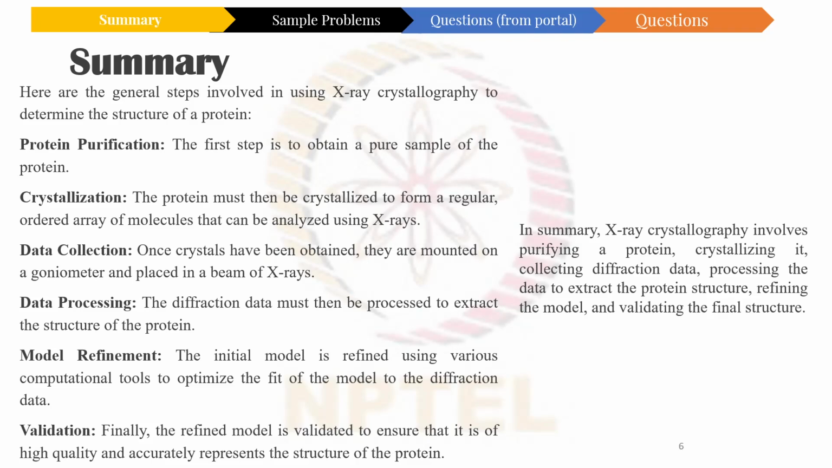Yes, it is a time-taking process. That's correct. And along with that, it's time-taking because it's very tough to get a proper crystal. But once we have the crystal in hand, it can provide a highly detailed and accurate picture of the atomic level structure of proteins. As I mentioned, these experimental techniques have both advantages and disadvantages.